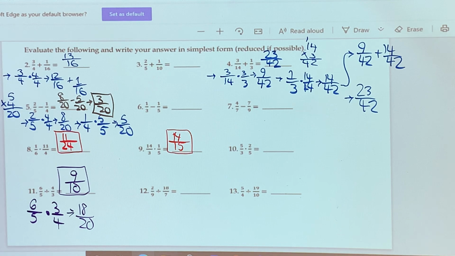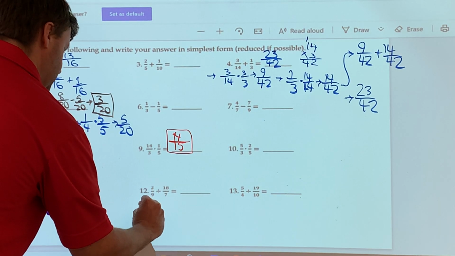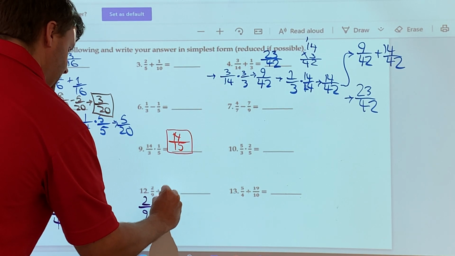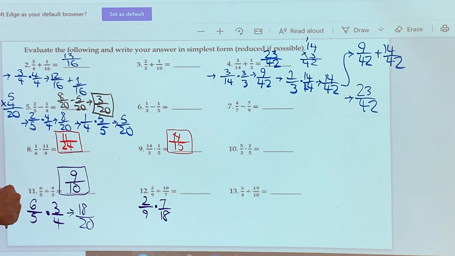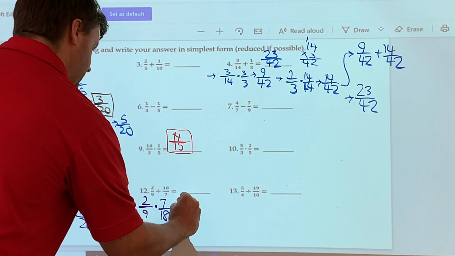Okay? All right, last one here, and then obviously I will post the notes, and I will post the key for the homework tomorrow at the end of the day. Again, 2 over 9. Change the multiplication. Flip the other fraction. And so when we do that now, that gives me this. That's 2 times 7, which is 14.